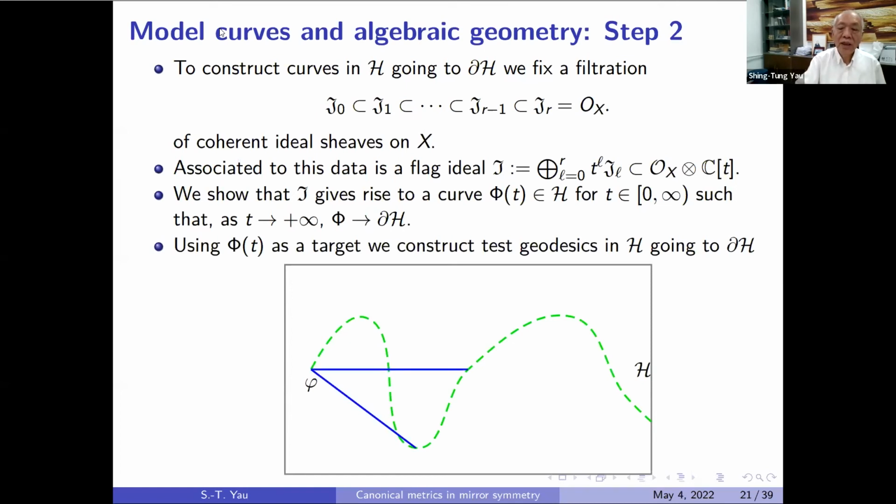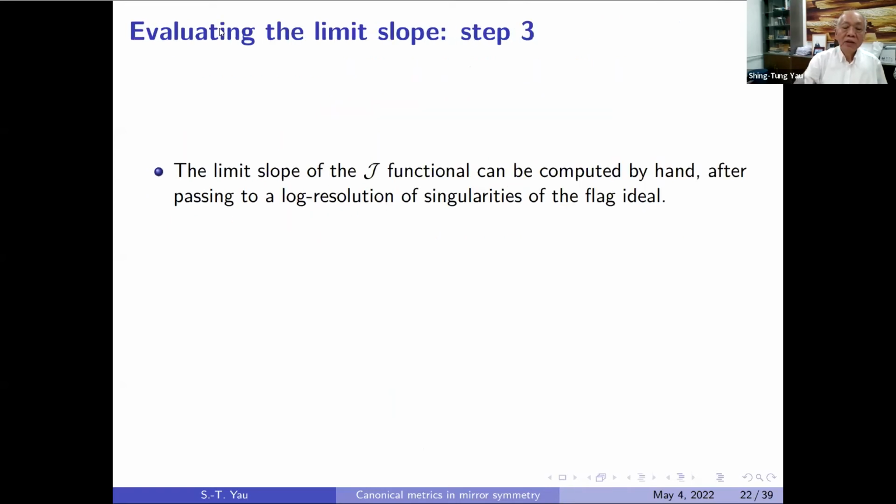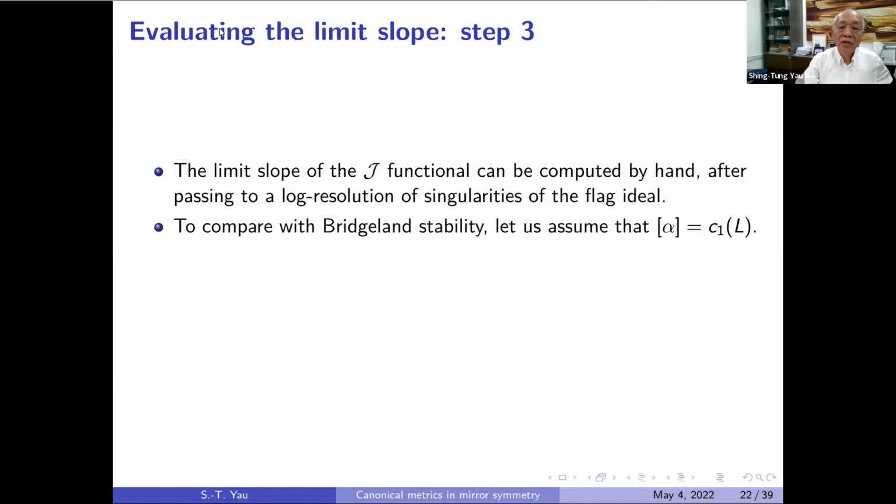So this is a way that we can associate geodesics, and we restrict the functional we had before to this geodesic, and try to understand how it goes to boundary H. So the limit slope of this functional can be computed by hand after passing to a log resolution of singularities of the filtered ideal. So this is interesting. So in order to compare what we do here with the Bridgeland stability, let's assume alpha to be the first Chern class of the line bundle L.